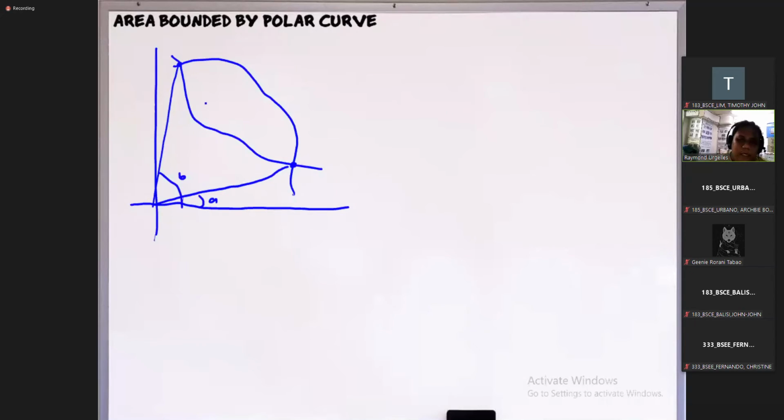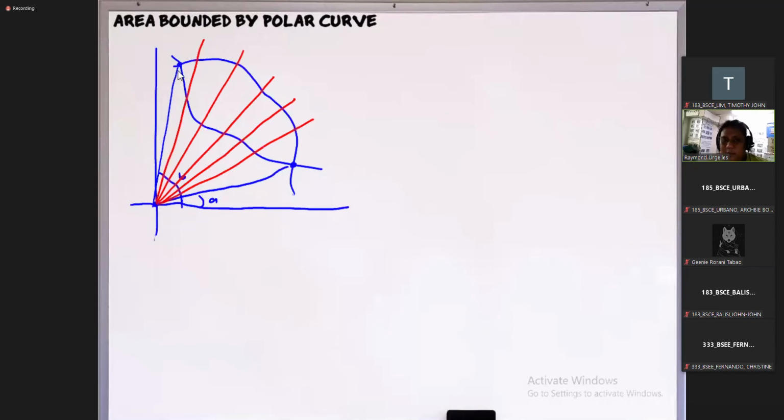Tapos basically, starting from the origin, imagine nyo lang na magdo-drawing kayo ng line dito palabas. Makikita natin na kahit saan natin siya padaanin dun sa figure, dumadaan muna siya dito sa curve na to bago siya dadaan sa curve na to. Therefore, itong curve na to will be our outside boundary, at ito naman yung magiging inside boundary natin.